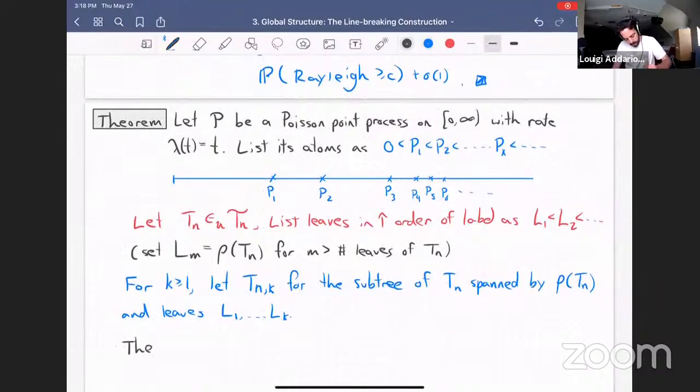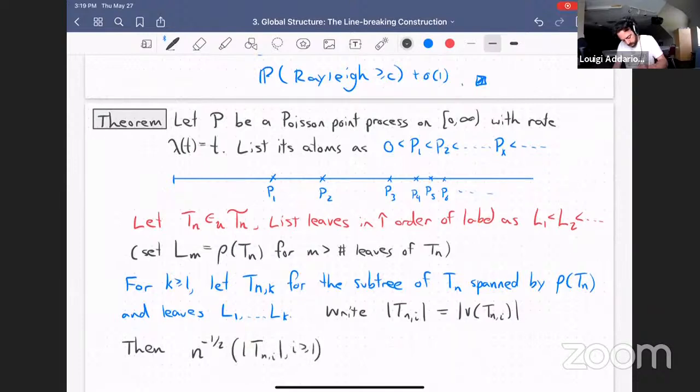Then I'm going to write size of Tn,i to mean the number of vertices of this tree. Okay. Then if I rescale by n to the half the sequence of sizes, that converges precisely to the sequence of atoms of this Poisson point process. Okay.